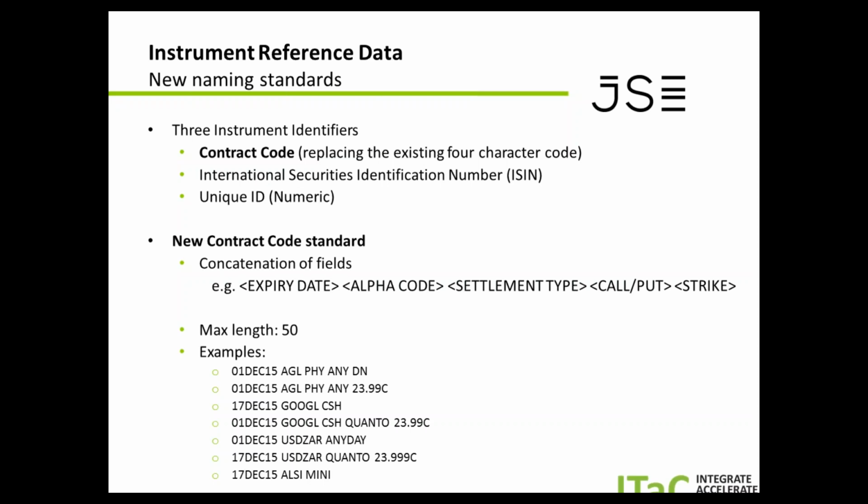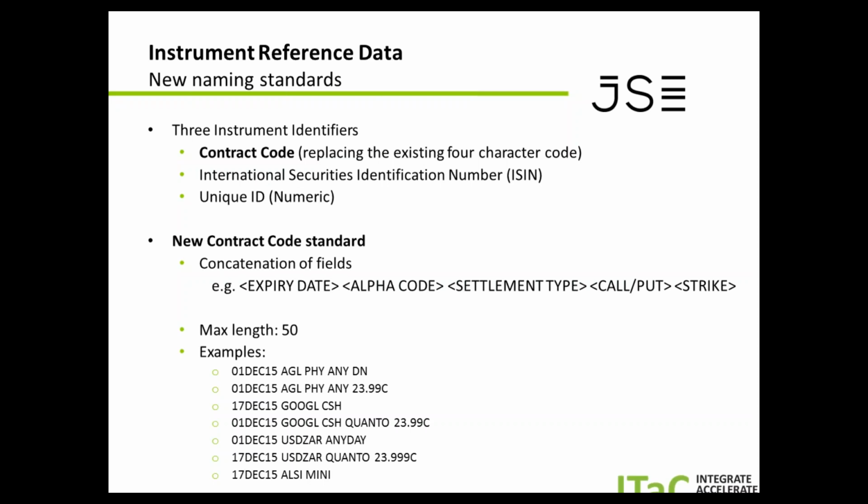Then we're also introducing an ISIN. As you may know, the JSE is the National Numbering Agency for South Africa, and we've had quite a bit of pressure in the past to start issuing ISINs for derivatives. So now with the new systems we are able to do that. And then we're also going to have a unique numeric ID for every tradable instrument.